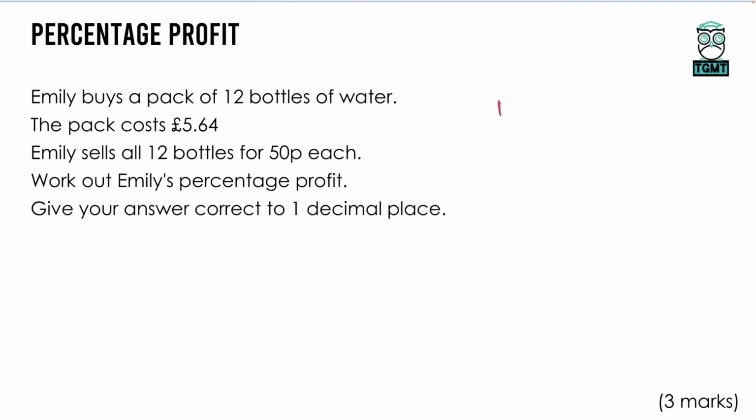When we're looking at percentage profit, we just want to do the profit or the change, because they might have made a loss as well, over the original cost, and then multiply that by 100 to turn it into a percentage. So here we actually need to work out the profit. So the original we already have, £5.64. So to work out the profit, we need to work out what she actually sold them for. So here we have 12 times 0.5 or 50p.